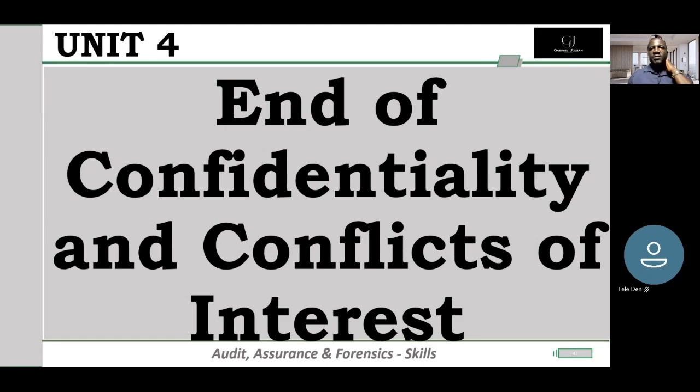So that brings us to the end of confidentiality and how to deal with conflict of interest, and that is the fourth unit. Confidentiality and conflict of interest is very important in the business space, and how the accountant handles it is very important.